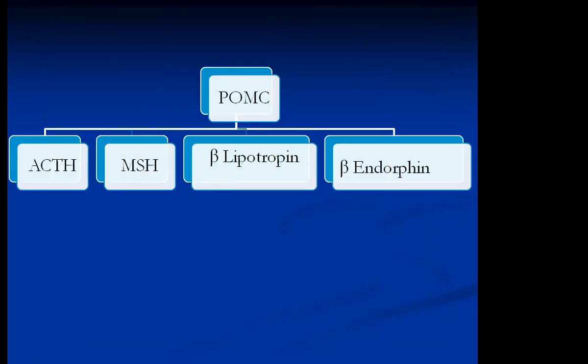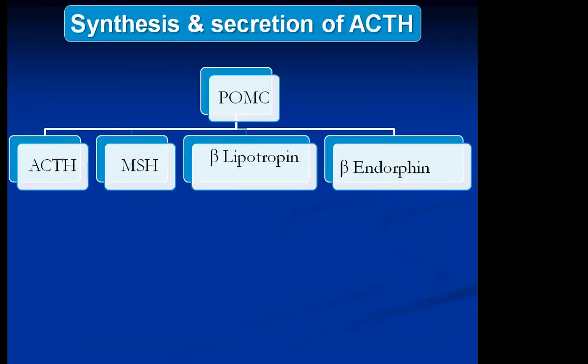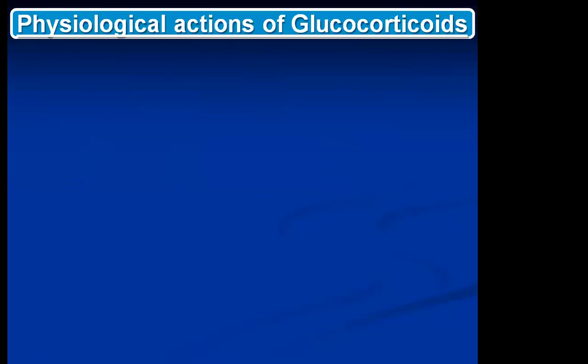We had seen the synthesis and secretion of ACTH, that when the synthesis of ACTH increases, the synthesis of POMC, that is pro-opiomelanocortin, also increases, and simultaneously the other products like MSH, beta lipoprotein, and beta endorphin also increase whenever there is an increase in the ACTH.